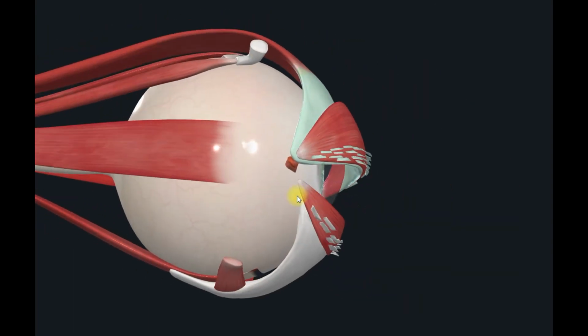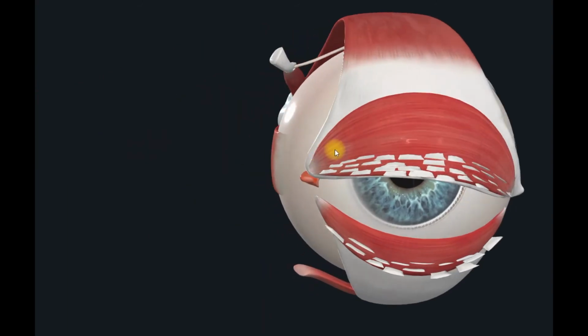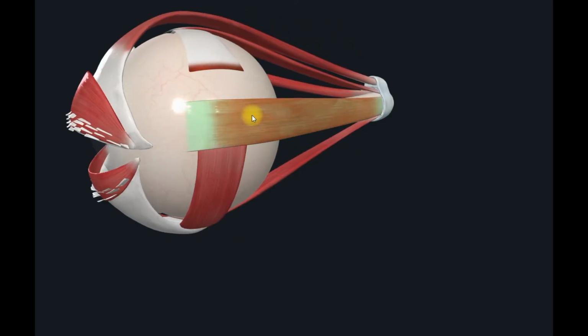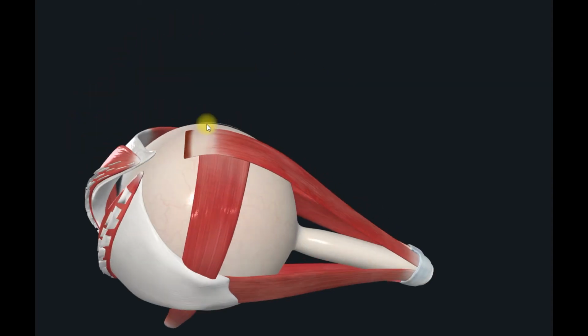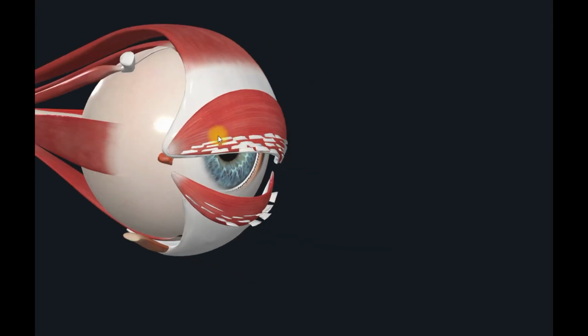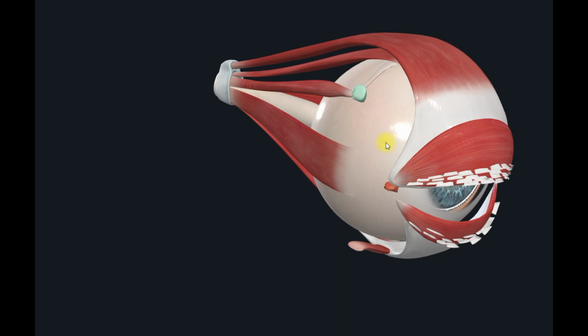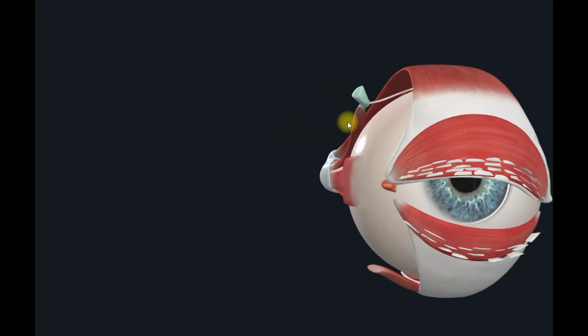eyelid. And the rectus muscles. There are 4 straight muscles and 2 oblique: medial rectus, lateral rectus, superior rectus, inferior rectus, and 2 oblique: inferior oblique muscle and superior oblique muscle. The superior oblique muscle is related to the trochlea of the superior oblique muscle, which is attached to the trochlear fossa of the frontal bone.